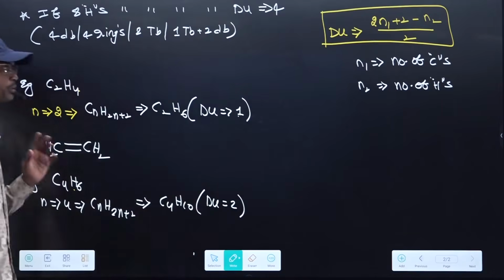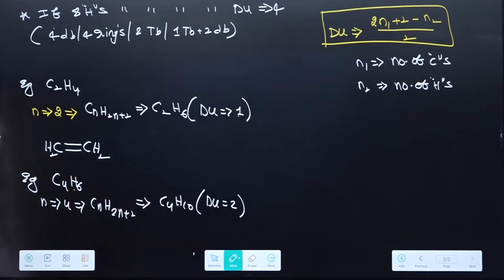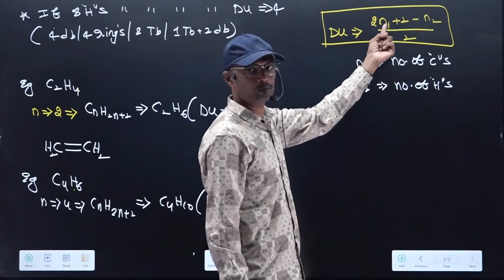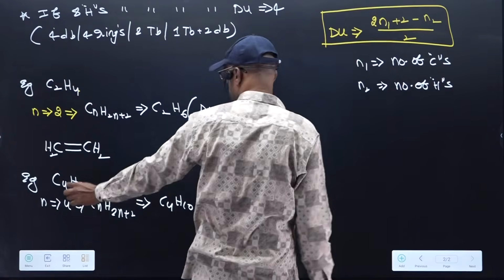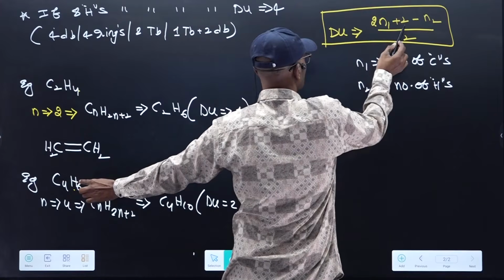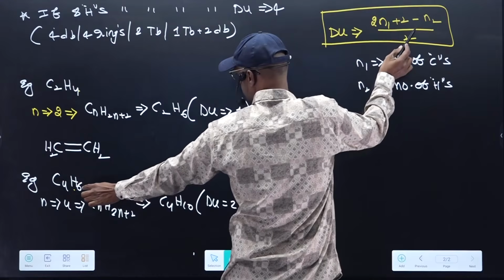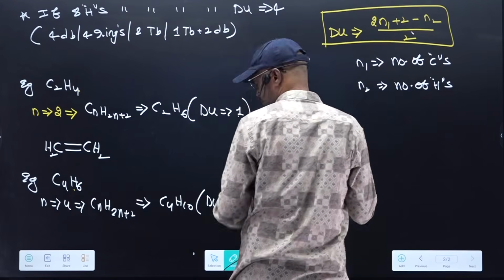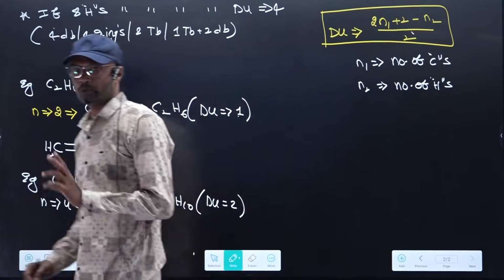4 means what is the DU? DU is 2. What does DU 2 mean? Can you apply this formula? 2 into 4, 8, plus 2, 10. 10 minus 6, 4 by 2. You will get 2.